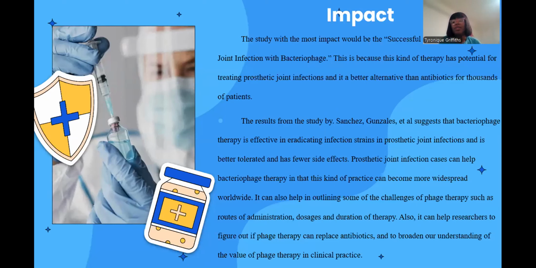Impacts. The study with the most impacts would be the successful treatment of prosthetic joint infection with bacteriophage. This is because this kind of therapy has potential for treating prosthetic joint infections and is a better alternative than antibiotics for thousands of patients.